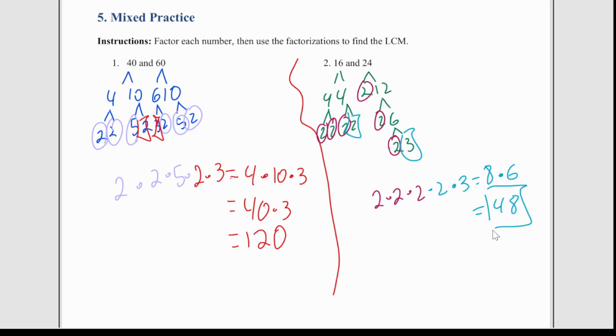And it might always be worth double checking, especially in a testing situation, that these numbers do indeed go into this number that you came up with. If they don't, you probably missed one of the branches of your factor tree, and that might be worth double checking.